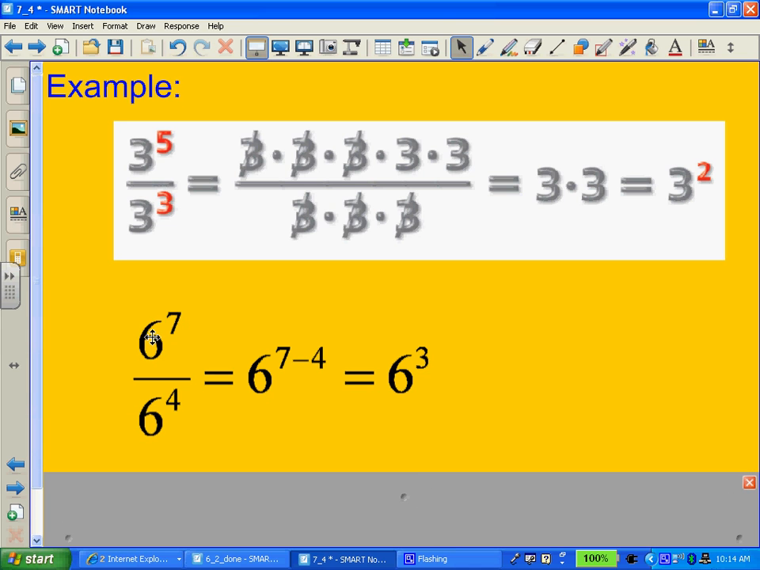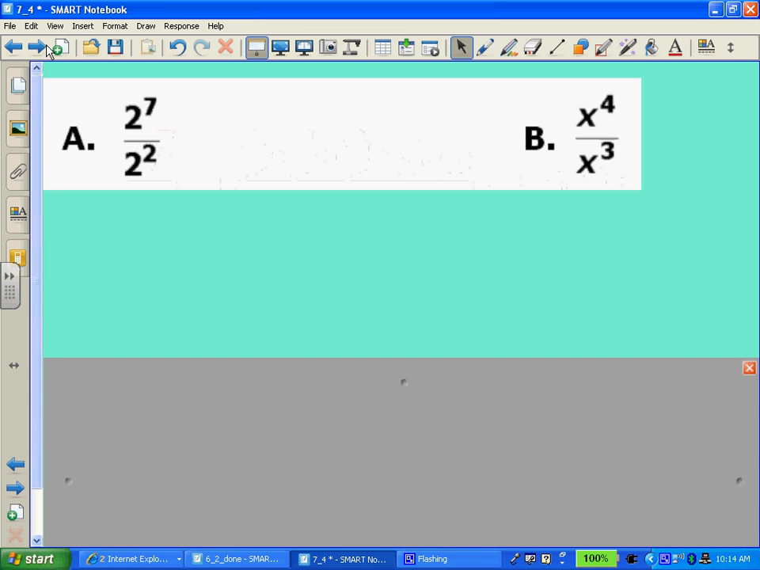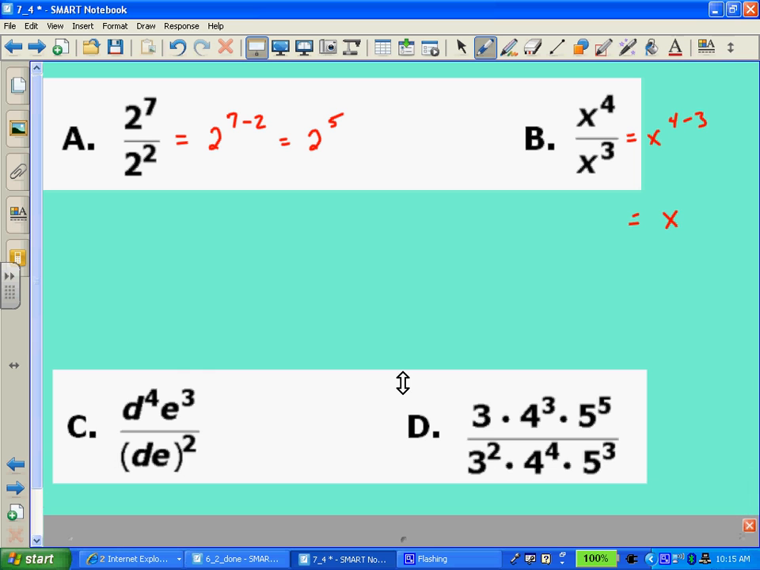So if I was doing a problem, for example, 6 to the 7th over 6 to the 4th, that would be the same as 6 to the 7 minus 4, which would be 6 to the 3rd. So let's do a few of these. Here I've got 2 to the 7th over 2 to the 2nd, so that's going to be 2 to the 7 minus 2, which would be 2 to the 5th. Here I have x to the 4th over x to the 3rd, so that would be x to the 4 minus 3, which would be the same as x to the 1st, and we don't have to write the first power, so we can just write x.